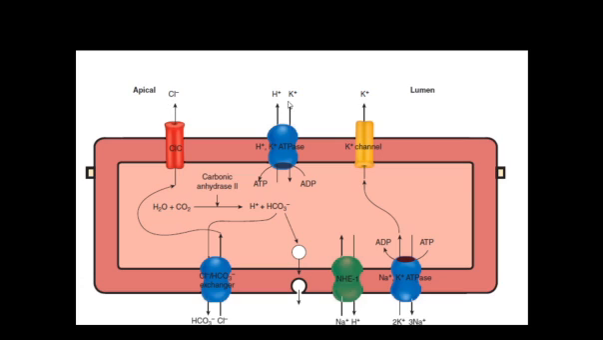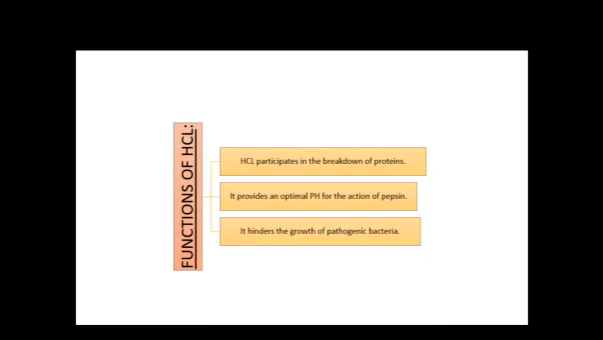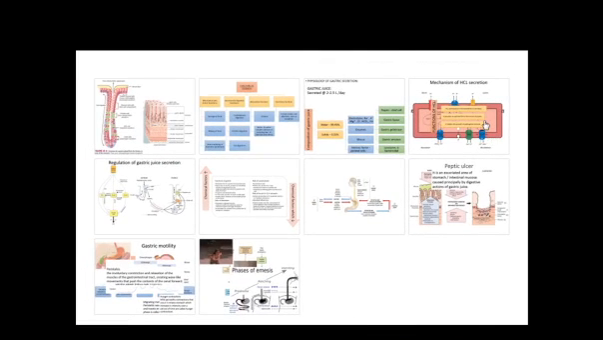After they are pumped into the canaliculi of the parietal cell, H plus and Cl minus combine to form hydrochloric acid. After they are pushed into the lumen, they dissociate again to form H plus ion and chloride. This H plus ion is mainly responsible for maintenance of low pH. The other functions of hydrochloric acid are: it mainly participates in breakdown of proteins by activating pepsinogen into pepsin. It also inhibits the growth of pathogenic bacteria. Okay, that is how the HCl is secreted.